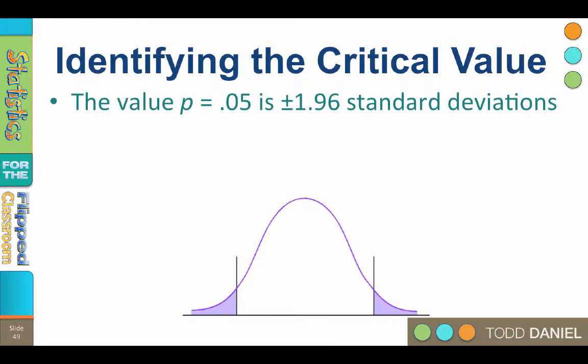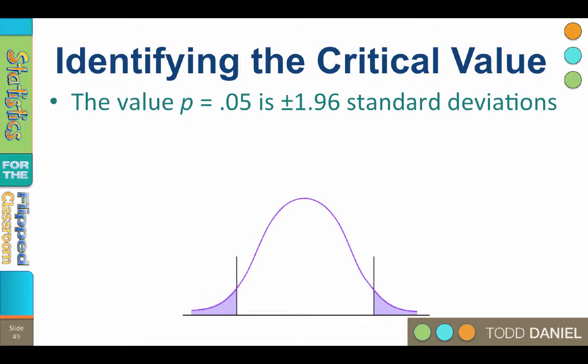The value corresponding to a probability of 5%, or p equals 0.05, is a z of positive or negative 1.96 standard deviations. The probability of randomly choosing a score above or below positive or negative 1.96 is p equals 0.05. I will explain this in much more detail in a future chapter on z-scores.